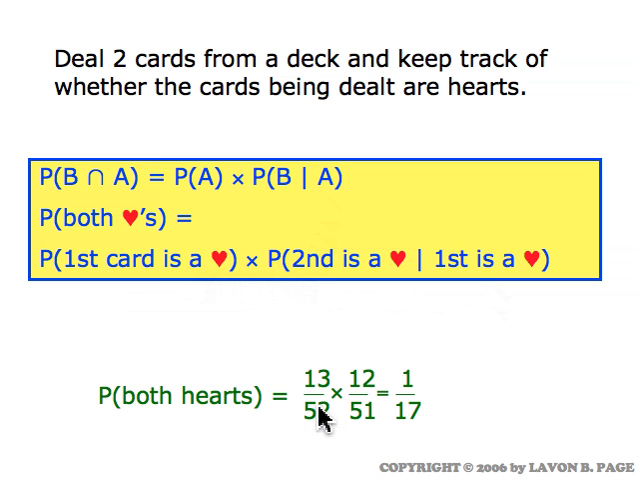So this method of multiplying the numbers on the branches to get the probability for the outcome is not magic. It's simply what the definition of conditional probability says we can do.